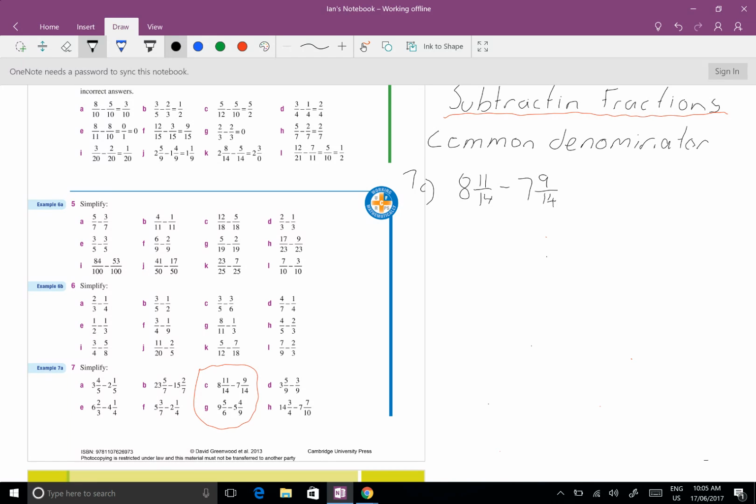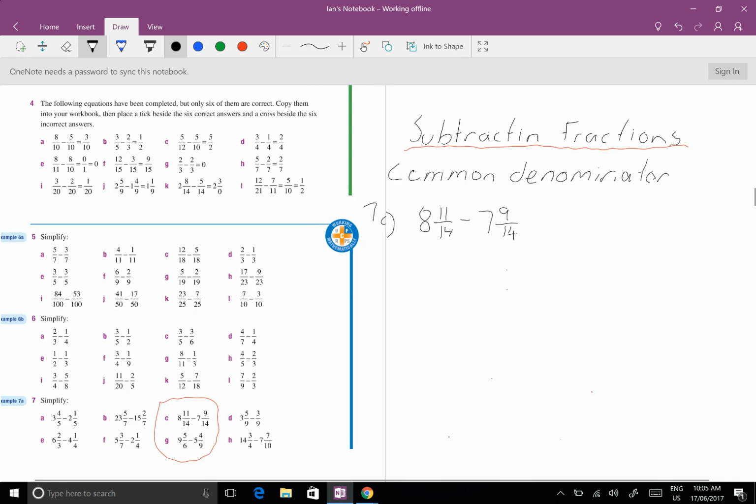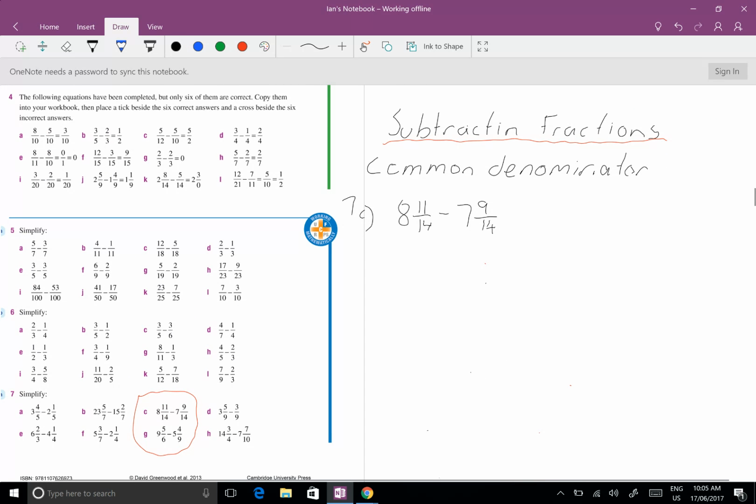Well, this is similar to the way that we added fractions. We can do it in two parts. We can do the 8 minus 7, and then we can do the 11/14 minus 9 on 14, because this is a whole number. And we can take the whole parts minus the whole parts, and then take the fraction minus the fraction. So that looks pretty good. Let's try that.